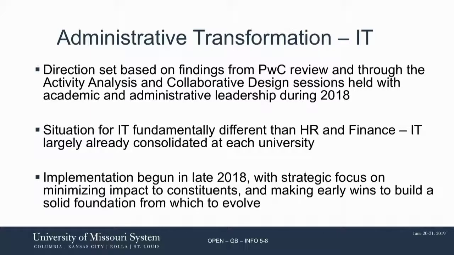So we took the findings derived from the engagement with PwC and from the activity analysis that they assisted us with and the collaborative design sessions that we had with both academic and administrative leaders, and we are using those as guidelines. I should point out you've been hearing about administrative transformation in HR and finance as well. We are fundamentally different based upon the activity analysis in the IT space because IT was largely consolidated at the level of each campus prior, based on previous administrative direction.